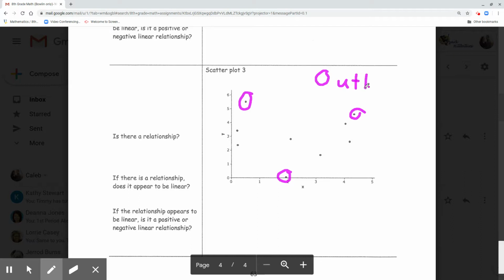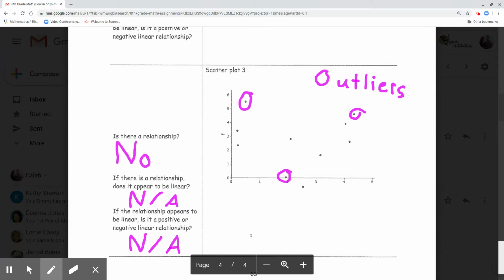Outliers are points that don't fit with the rest of the data. So maybe everything else follows a pattern, but just a few do not. But here, everything is very scattered. So I can't comfortably say that there is a relationship at all. So I'm going to go ahead and say that no, there is not a relationship. And since we don't think there's a pattern or relationship anyway, these last two questions don't actually apply. So I'm writing NA for not applicable.